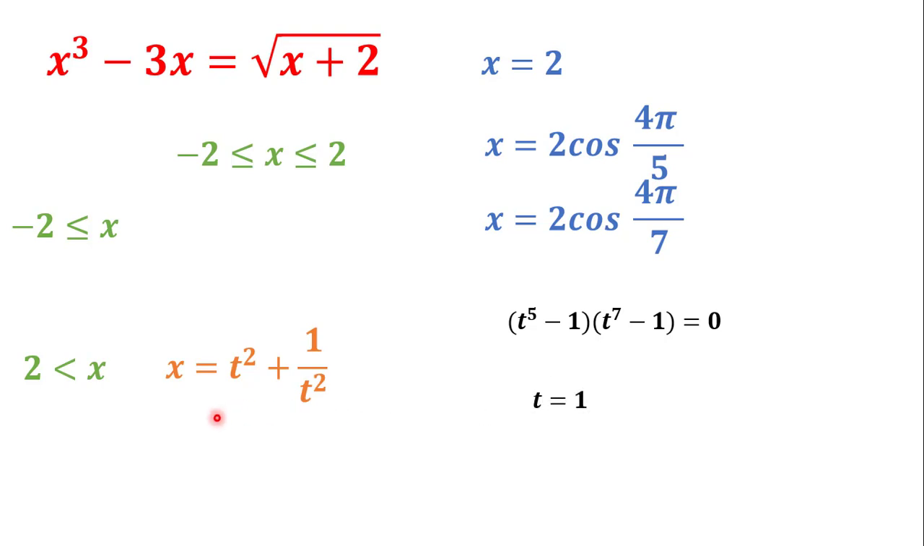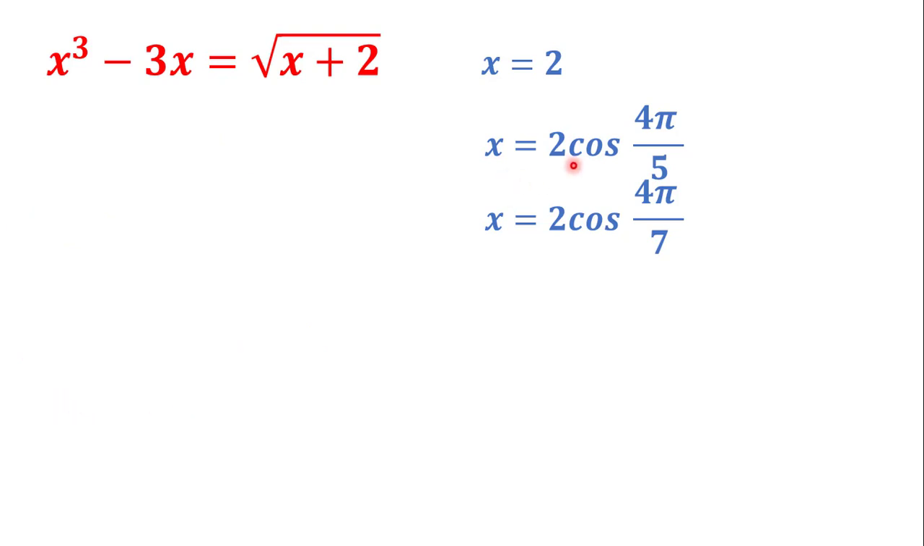In this equation, if we replace t by 1, we're going to get x equals 2. But we are looking for all answers that are greater than 2. So for x greater than 2, there are no solutions. The solutions are x equals 2 cosine 4 pi over 5, and x equals 2 cosine 4 pi over 7.